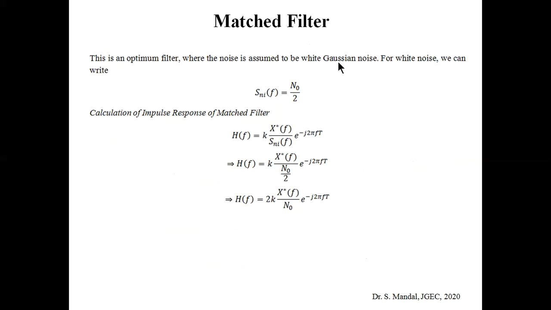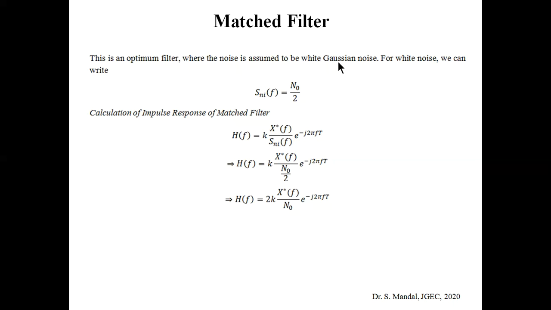Now coming to the matched filter. So the matched filter is one type of optimum filter, but the noise is assumed to be white Gaussian noise. Okay. So for white Gaussian noise, we can write that the input spectral density is N0 by 2. If we substitute this value into the earlier equation, we get the matched filter. So first of all, in this class, we want to find out what will be the impulse response for a matched filter.